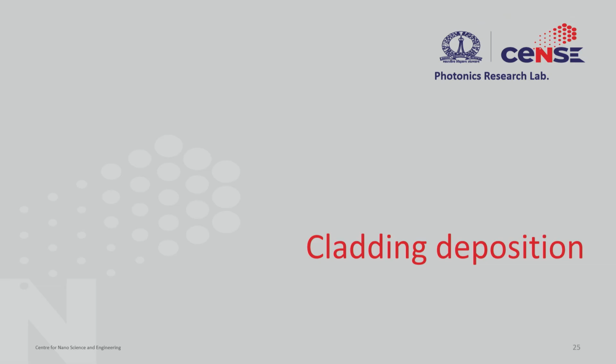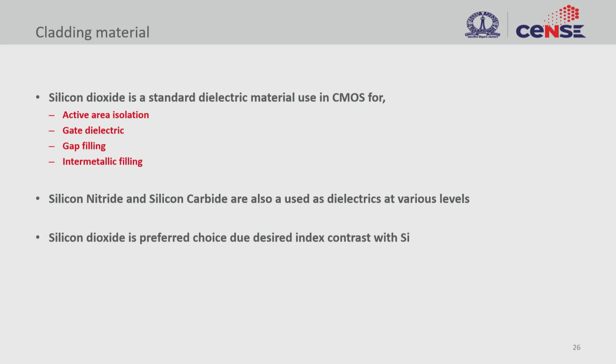The next important thing is cladding, right? So you put a coating on top of your device in order to protect the device. Normally silicon dioxide is used as a typical cladding or coating material, and this is used in multiple places, right? Active area isolation, gate dielectric, gap filling, and intermetallic filling. All these places we use silicon dioxide. We can also use nitrides and carbides, for example, and we can also use silicon dioxide for various other applications.